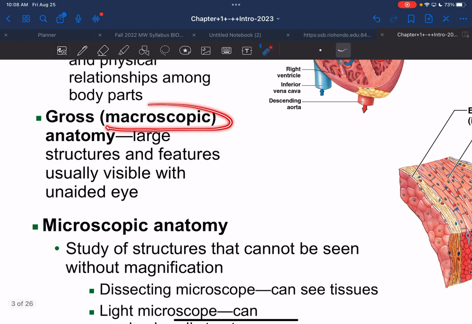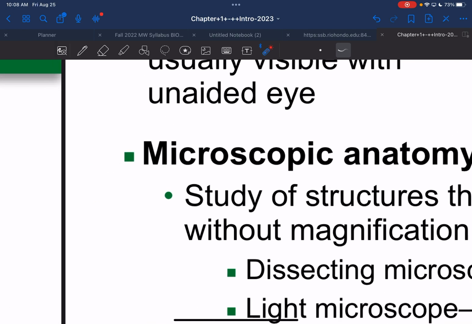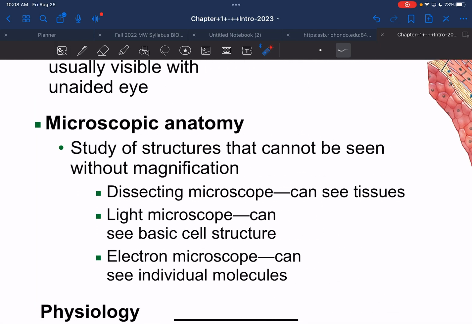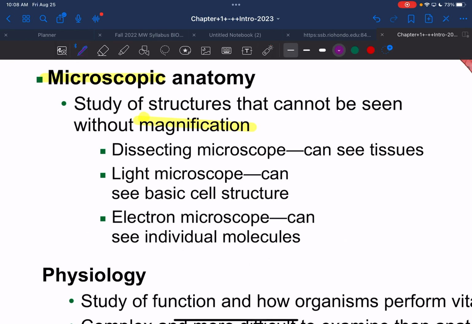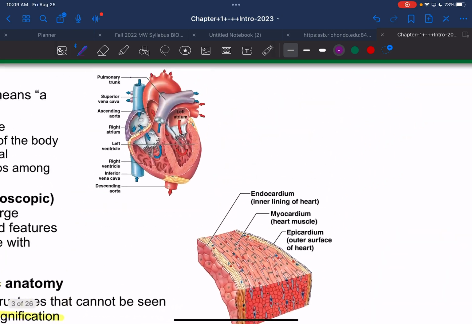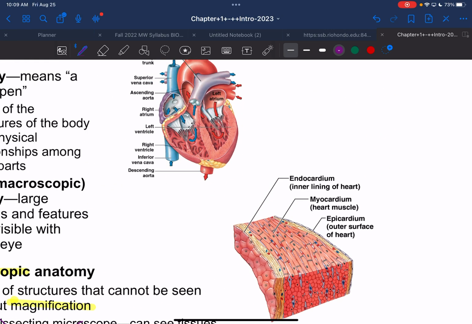Sometimes you'll see it called macroscopic, as opposed to microscopic, right? Really tiny. And so you're going to need a microscope, or you're going to need some form of magnification. That's what the word microscopic implies. There are different types of microscopes, and you will not need to actually know these different types. But what I want you to understand is that if you look at these two images, you're seeing anatomy of the heart in two different ways.